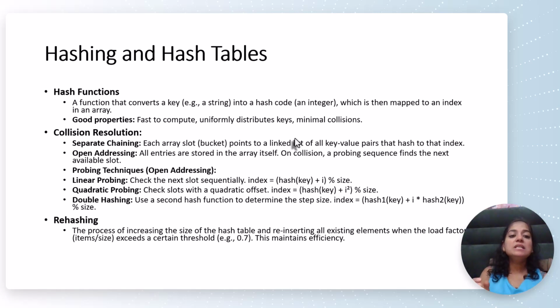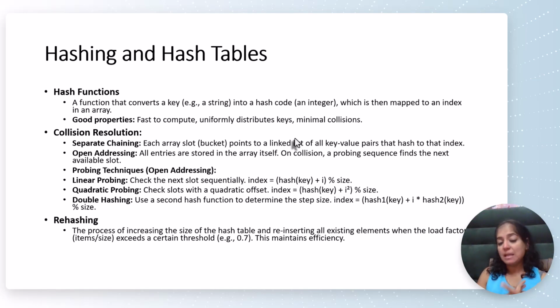A hash function converts a key into a hash code with which we can uniquely map the element. The properties of a hash function: it should be fast to compute, it should uniformly distribute keys throughout the whole space, and the number of collisions should be minimal. If there are collisions, then we need to apply some collision resolution techniques.